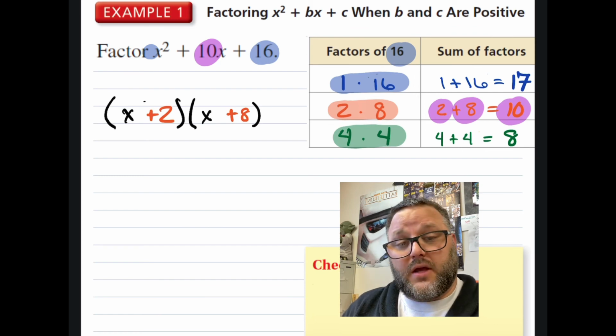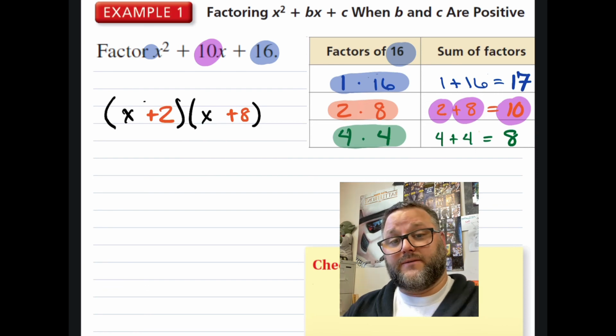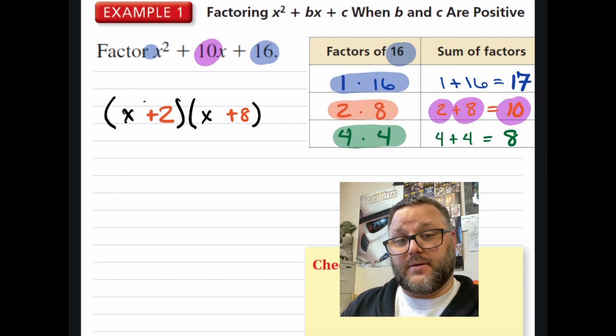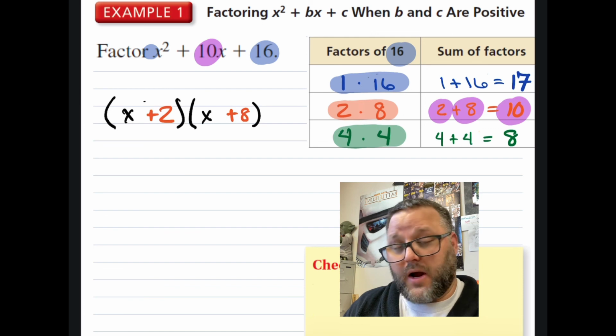That's it. That's how we reverse FOIL: we find the product of the first and the last of a quadratic. Key there, we can't just do this with any expression. It's got to be a quadratic. And then when you find the factors that not only multiply up to that, but also add to the coefficient of the middle term, then you use those two numbers to write your polynomial. We'll get into what happens if some of them are negative next.